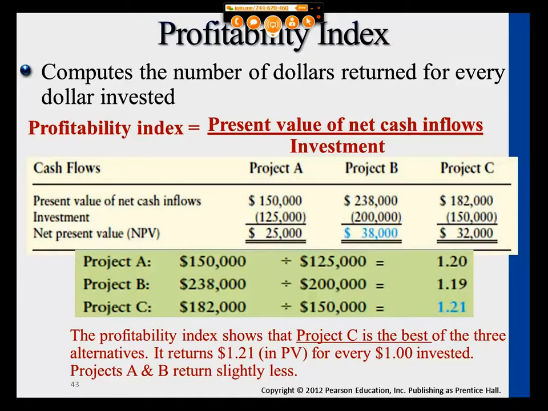So net present value is one model, and it tells you simply the difference between your present value of net cash inflow and the initial investment. The profitability index tells you a little bit more. It employs this present value of net cash inflow, so it's based on it. So it returns $1.21 for every dollar we invest in project C versus project A 20 cents and project B 19. So in fact, project B is the lowest in profitability index. And if we're using net present value, this is the first pick for us.